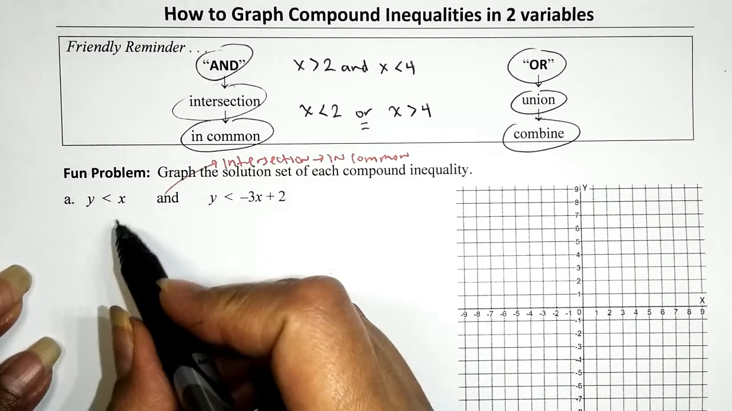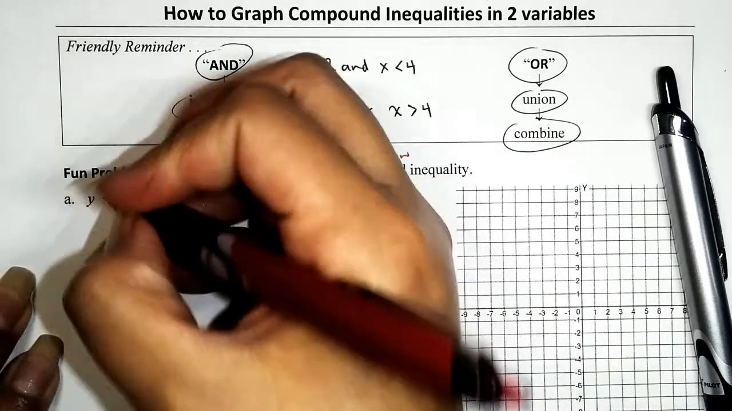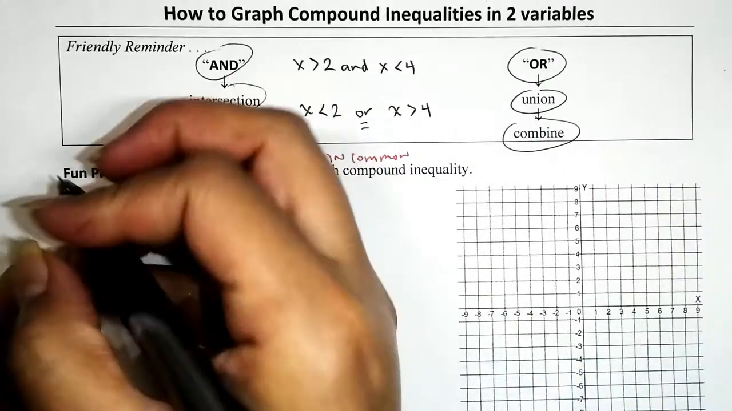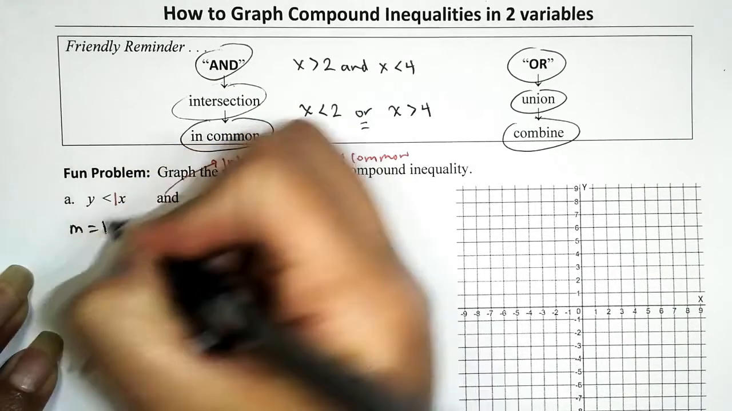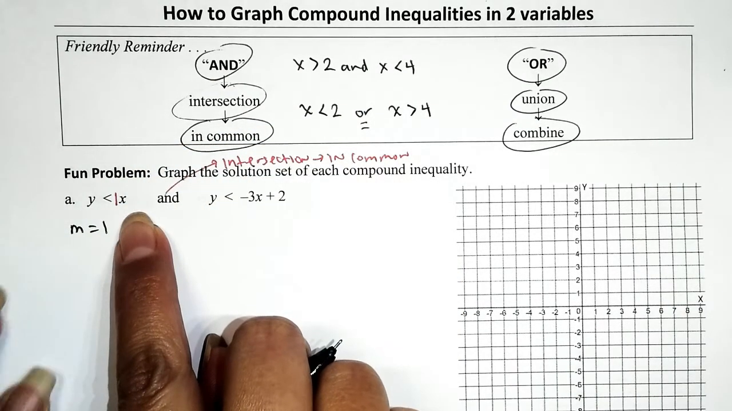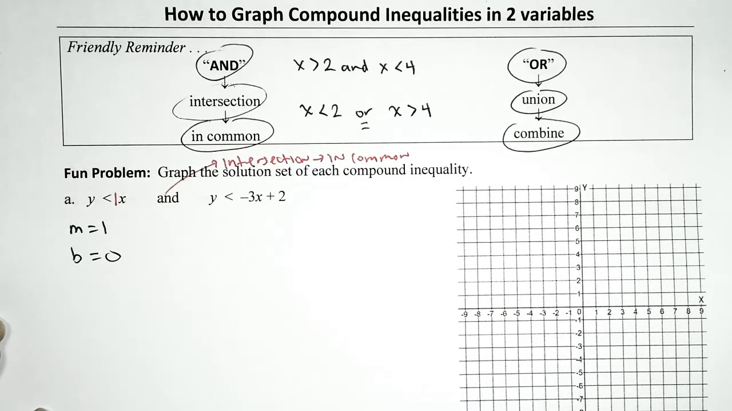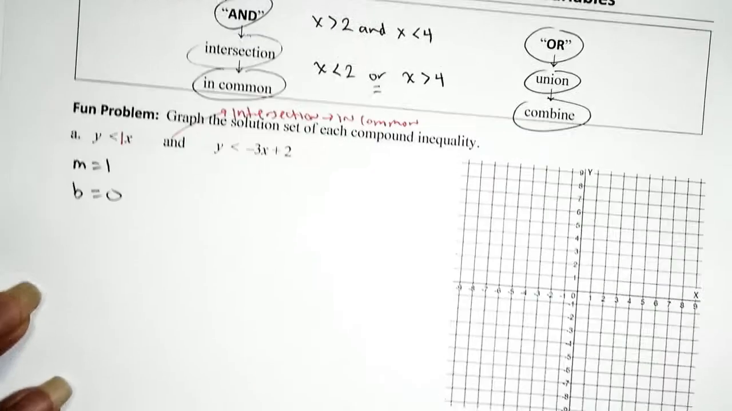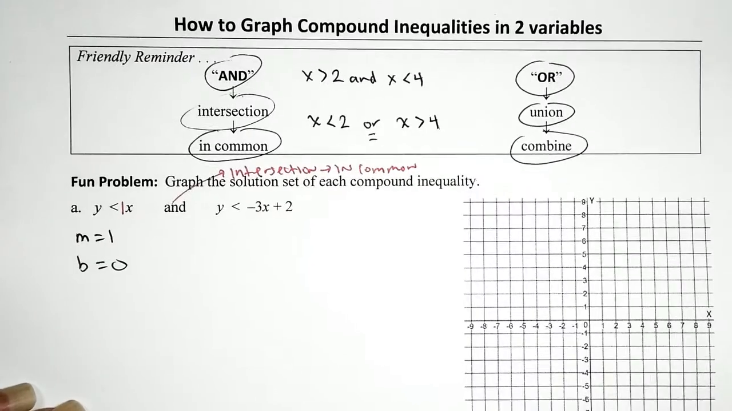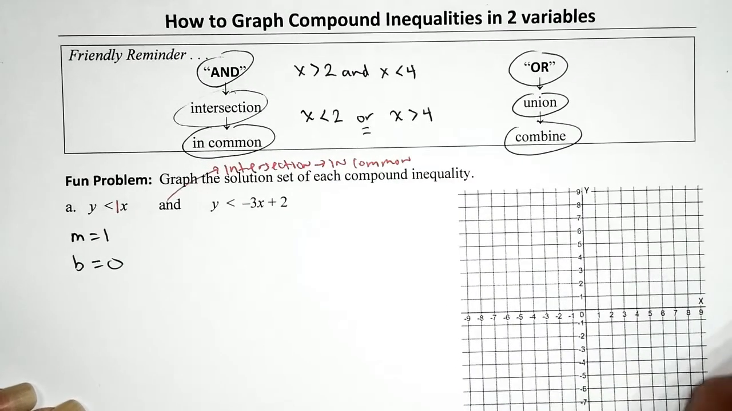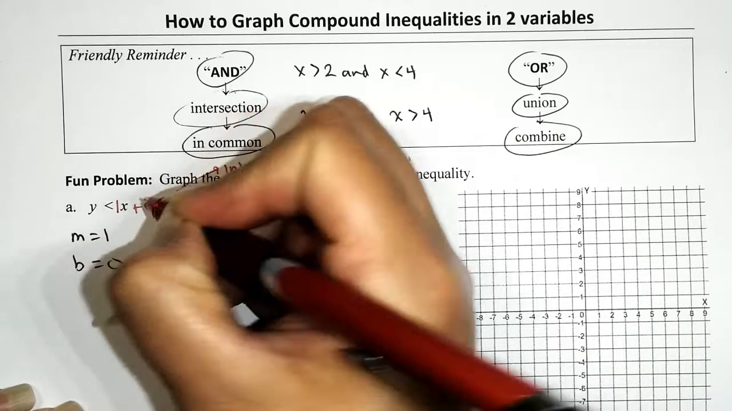Okay, so the coefficient of the x term is 1, so that's our slope. So we have slope equals 1. There is no constant term, so that means that the b, or y-intercept, is at 0. Fantastic.